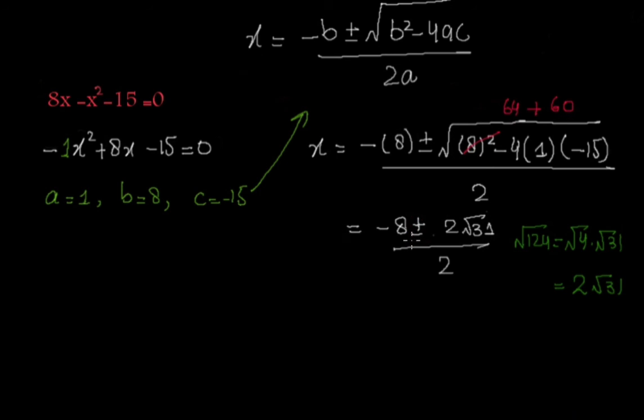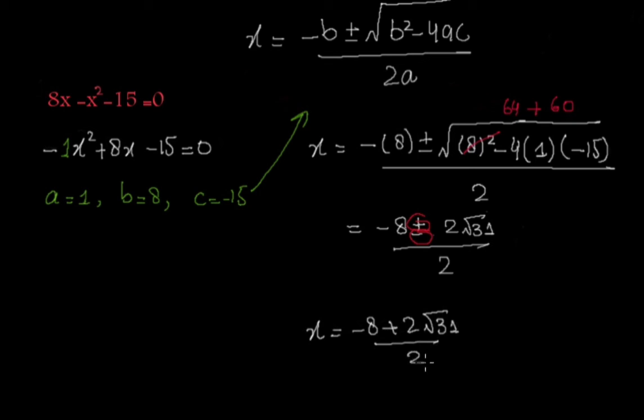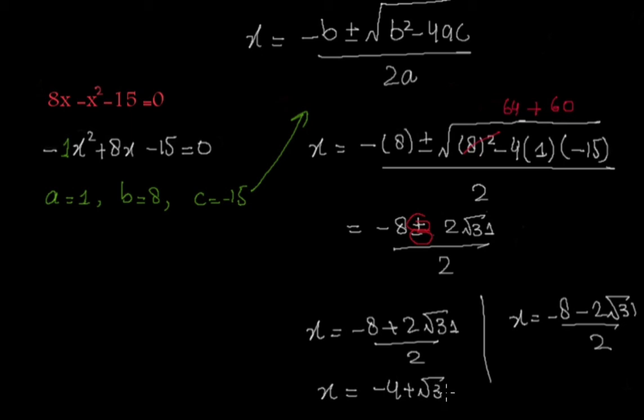Sometimes you leave the answer like this, but if you separate it into positive and negative signs, you get two solutions. And if you simplify it further, you get x is equal to -4 plus square root of 31, and x is equal to -4 minus square root of 31. Because if we divide -8 by 2, we get -4, and if we divide 2 by 2, we get square root of 31. And the same process we do here.